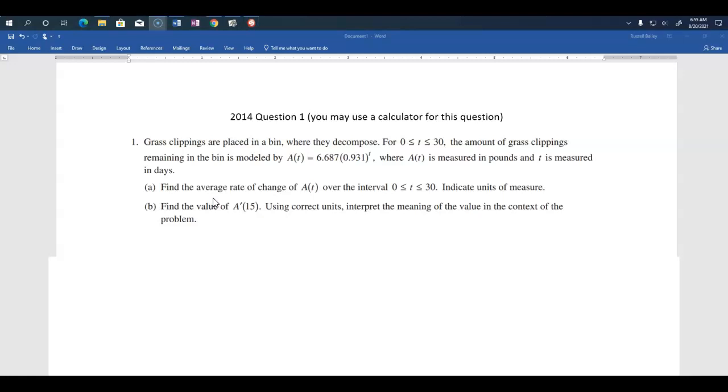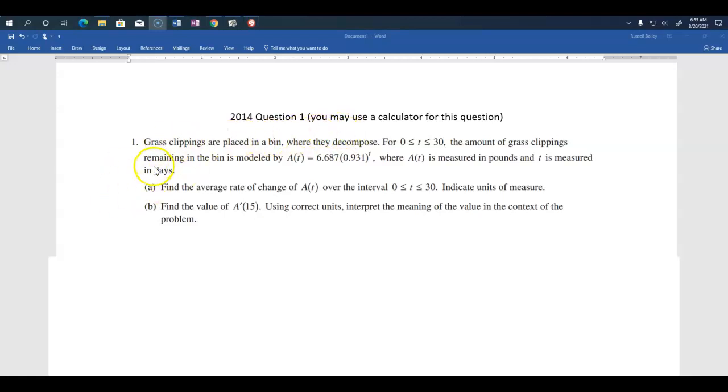and these are things that are related to the topics that we are currently learning. So at the top I put what year this FRQ was given. This was an FRQ given to calculus students in 2014. It's question number 1. And I'll also tell you if you can use a calculator or not for this question. And for number 1, it is a calculator-based question. So let's go ahead and get started.